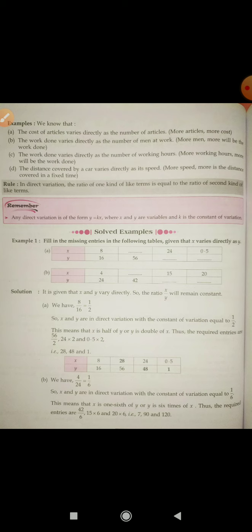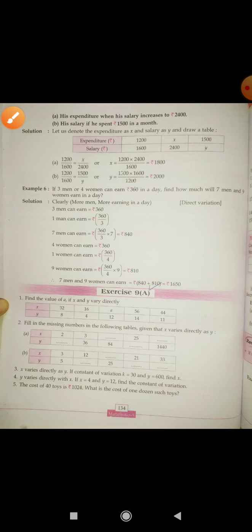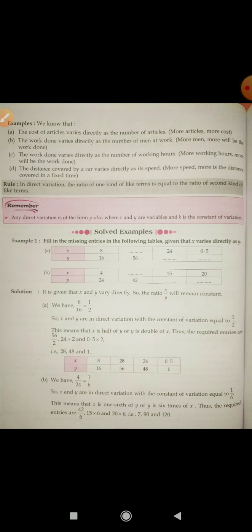Any direct variation is of the form y equals kx, where x and y are the variables and k is the constant of variation. Look at the example, and you can see here the solution of the example.